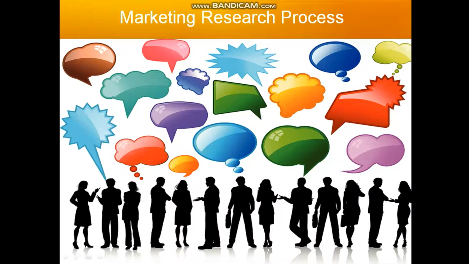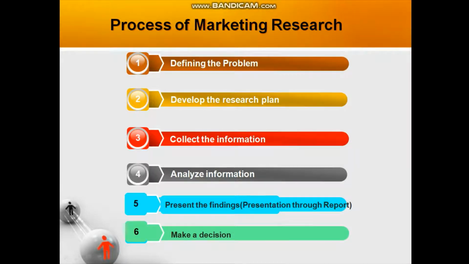Let's move further. For this, we have to conduct a process. And what is this marketing research process? Let's focus on it. The process of marketing research starts with the very first step of defining the problem. Then we move to developing a research plan. Further, we collect the information and analyze it, which we present as our findings through a report, and finally make a decision for the problem that has occurred.